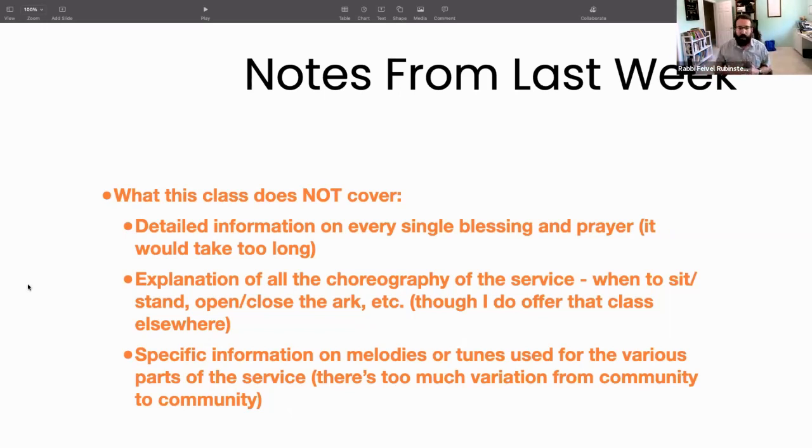And we're not going to be going over specific information on melodies or tunes. And the reason for that last one is that every community has their own melodies. So there are some prayers that are staples, and you might go to a bunch of different congregations and hear roughly the same thing. But if you really want to learn how to be a leader for the holidays and learn all of those melodies and how to sing along, I would definitely recommend reaching out to somebody in your own community and asking them for a little bit of a lesson on how your community sings their particular prayers.